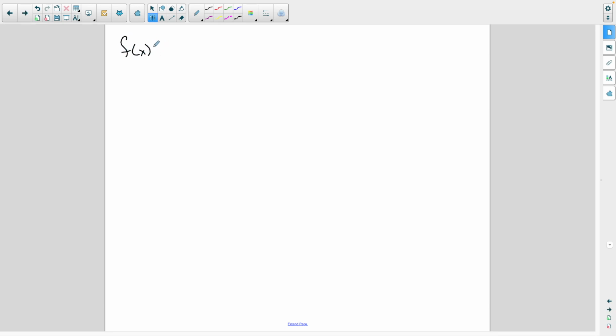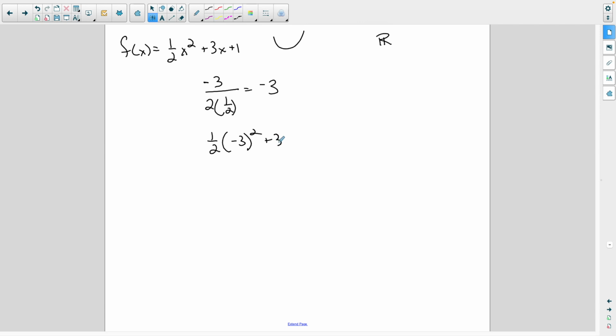F of x is equal to 1/2 x squared plus 3x plus 1. Again, the parabola, yes, there's a 1/2 there, but it's still a normal parabola. Negative b over 2a, so negative b would be a negative 3 over 2a, which would be 2 times 1/2. Now what's nice about this is it becomes 1, so my x is just negative 3. Oh, my domain and range. Domain is still all real numbers.